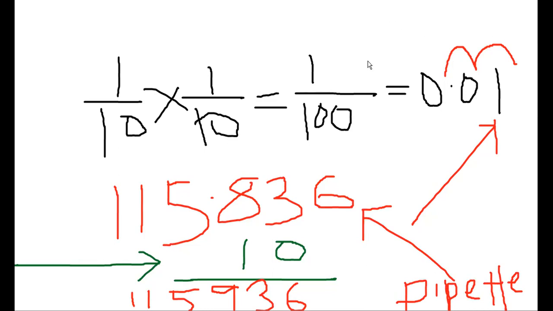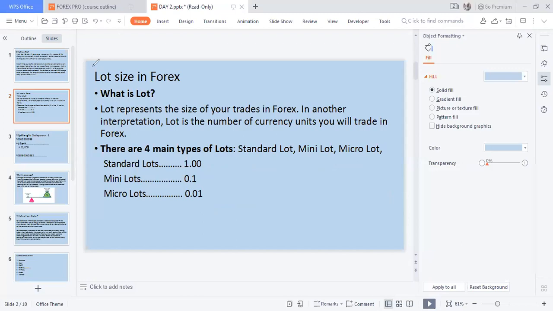Let's now proceed. The next phase I would like to talk about is lots. Lots represent the size of your trade in Forex. In another interpretation, a lot is the number of currency units you trade in Forex. There are actually 4 types of lot: standard lot, mini lot, micro lot, and nano lot. The ones we will concentrate on majorly are micro lots.